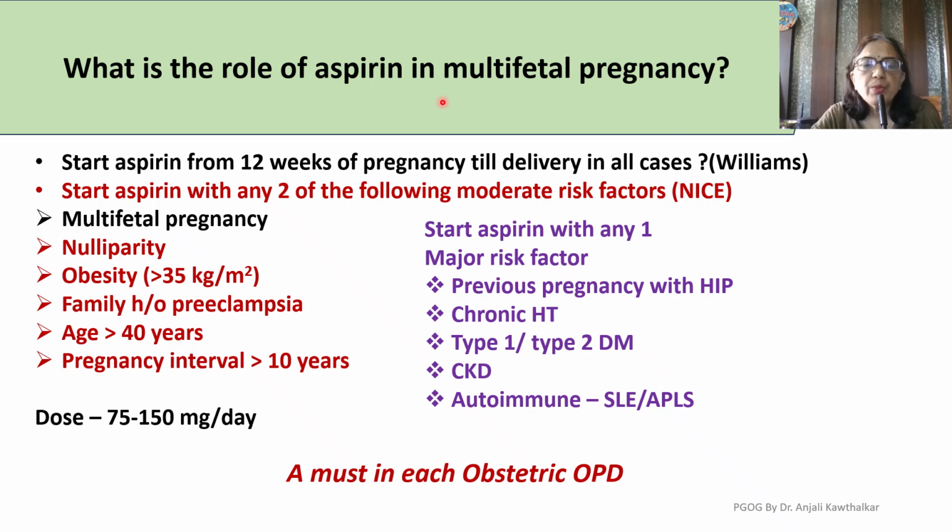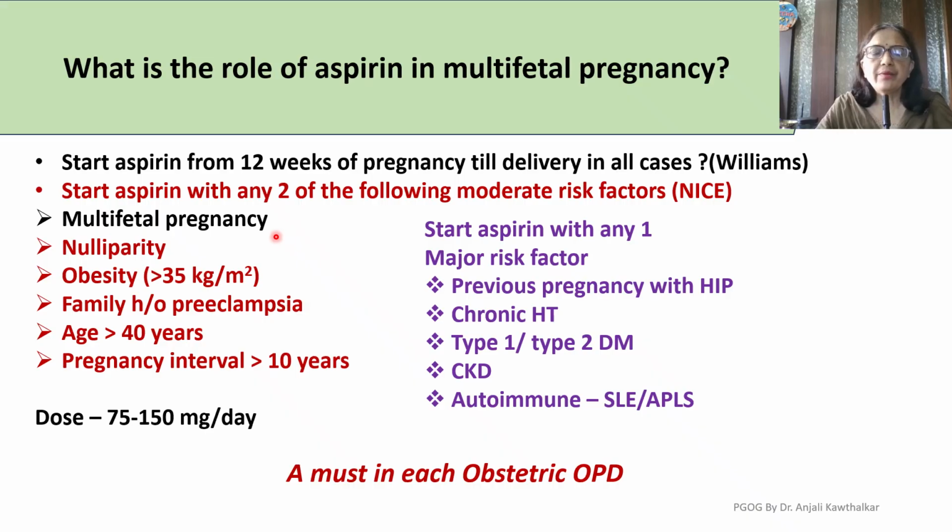What is the role of aspirin in multifetal pregnancy? Start aspirin from 12 weeks of pregnancy till delivery in all cases is given by Williams, but there is a difference of opinion, and especially NICE guideline or RCOG guideline 2024 update is recommending that these are the cases where we should be giving aspirin with multifetal pregnancy, as any two of the following moderate risk factors.